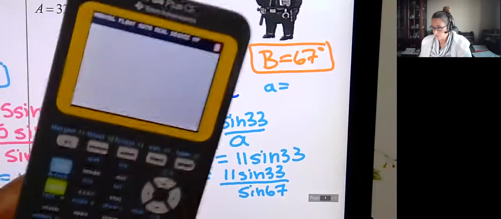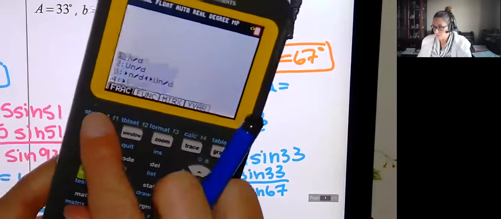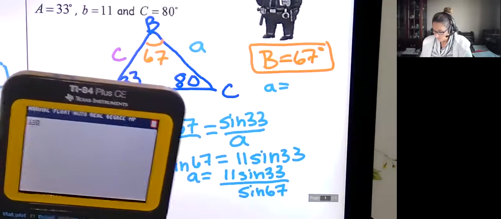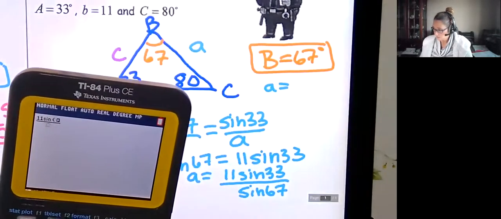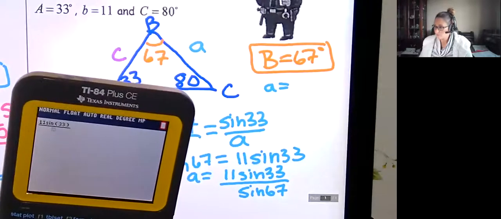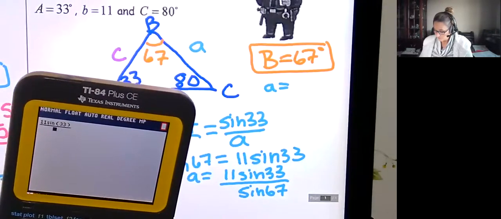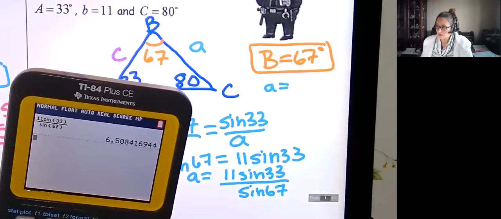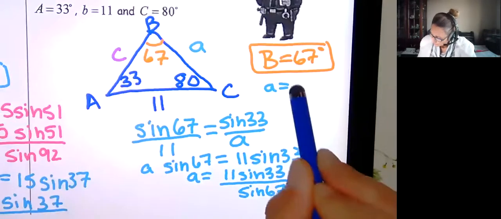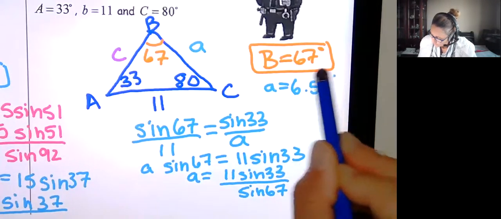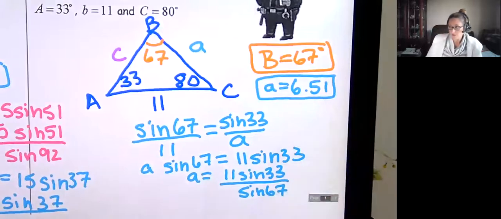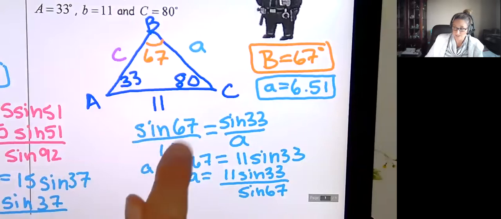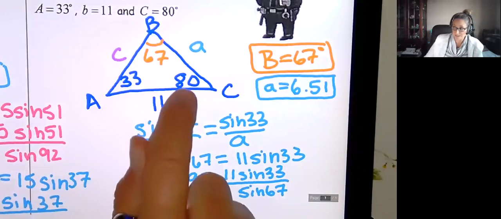Again, to do that, I'm going to do alpha y equal, okay, and I want number 1. And so 11 sine 33 over sine 67. And I end up with 6.51 if I'm rounding. So this is going to be a 6.51 is A. Okay, so now I'm going to do the same process for C. I'm going to be using this sine 67 over 11, and this time sine of 80 over C.